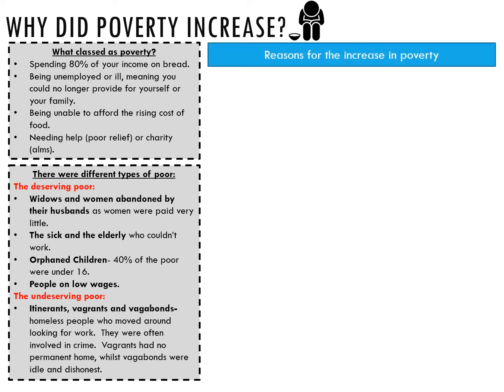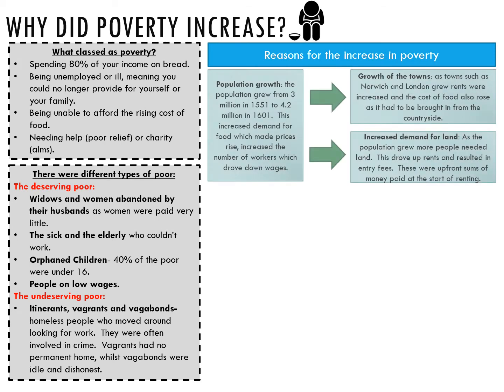There were several reasons for the increase in this poverty. One of the major reasons was population growth, and the population grew from 3 million in 1551 to 4.2 million by 1601. And this increased demand for food, which drove up prices, whilst increasing the labour supply, which drove down wages. And this meant many ordinary people could no longer provide for themselves or their families.